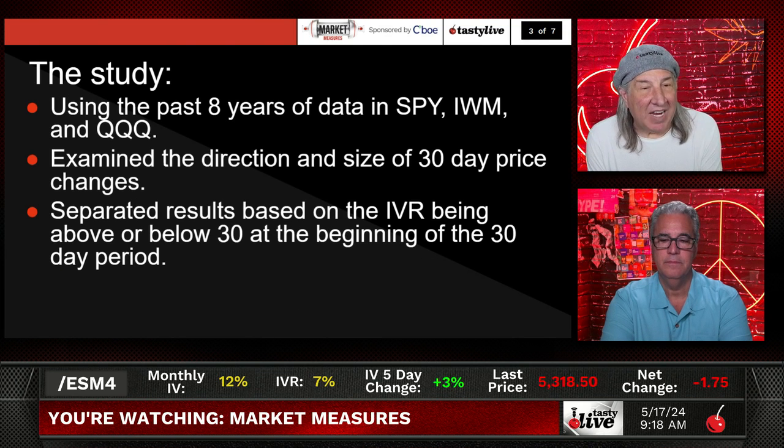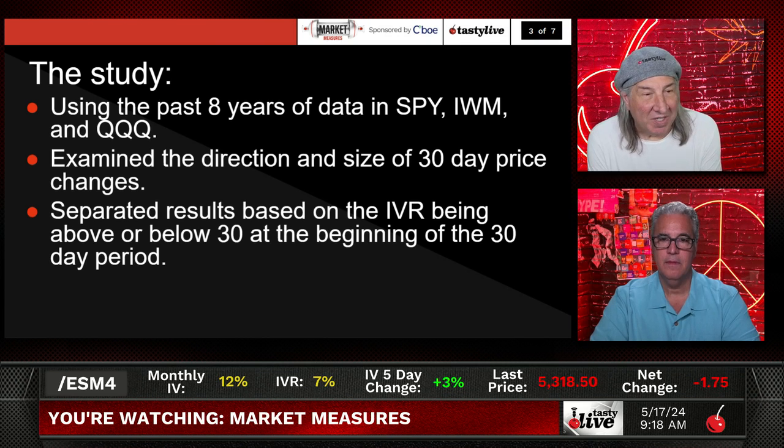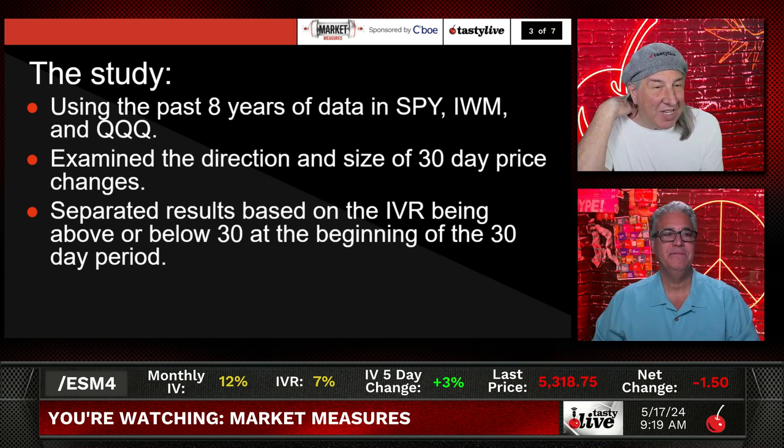So we did a study, 8 years of data in the SPY, IWM, and QQQ. Each one of these is going to be pretty similar because the correlation between these indexes is like 0.8 or 0.9, so it's not going to be crazy different. But in case people wanted the numbers from each one, we did each one. We examined the direction and the size of the 30-day price changes, and we separated the results based on implied volatility being above or below 30 at the beginning of the 30-day period. Right now, we would be in the situation when the IVR is below 30. 8 years worth of data.